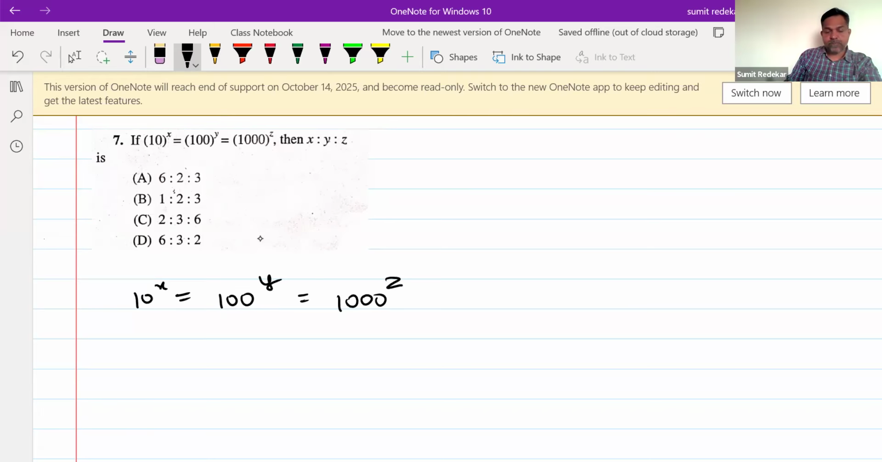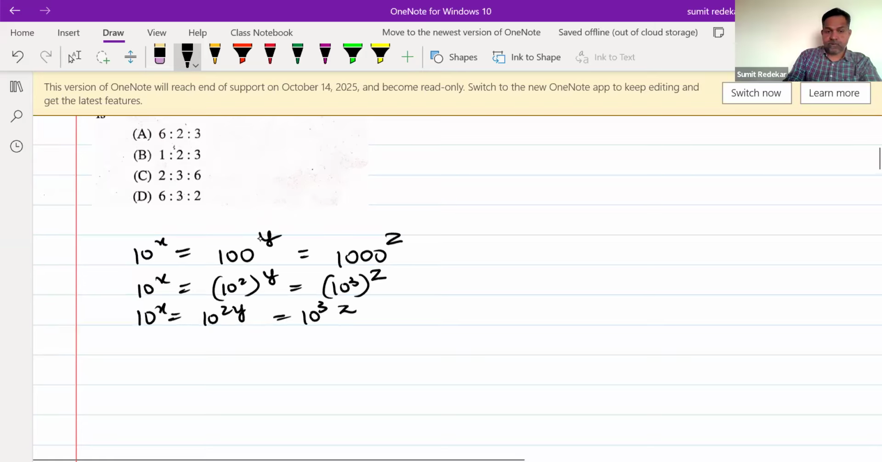तीनों का ratio चाहिए. अब तीनों के ratio के लिए step 1, तीनों में कोई relationship बनानी पड़ेगी. आपको bases में relationship दी है और powers की relationship पूछी है, तो मैं तो पहले बोल दूंगा 10 raised to x is 10 raised to x, 10 square raised to y, 10 cube raised to z, 10 raised to x is 10 raised to 2y is 10 raised to 3z.